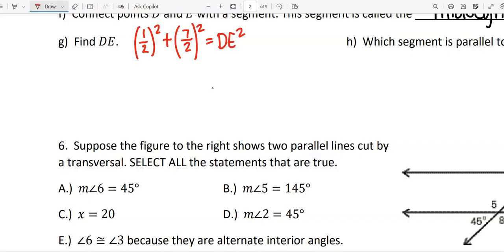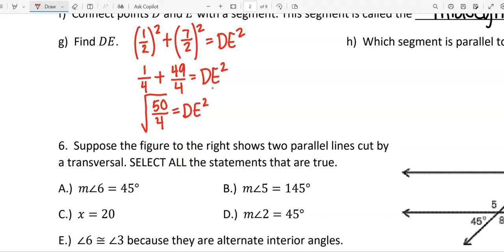When you square a fraction, you square the top and square the bottom. So what's 1/2 squared? 1 what? 1/4 plus what's 7/2 squared? 49/4. And that's equal to DE squared. When you add fractions, you add the numerators, but you don't add the denominators. They stay fourths. So this would be 50/4. And how do I get DE by itself? Square root both sides. Make sure your square root is long, it's tall, and it goes over your whole fraction on the left side. And of course, the square root and the square undo each other.